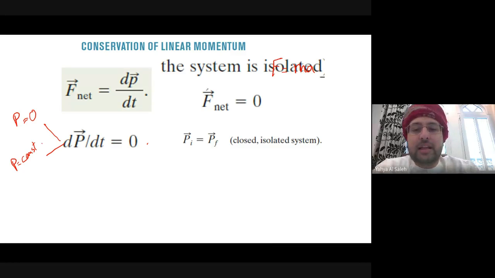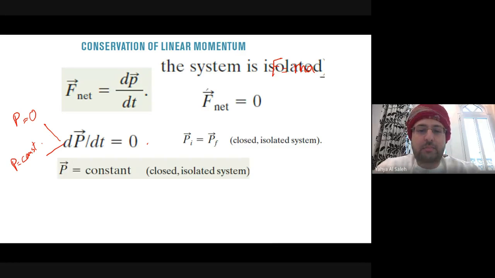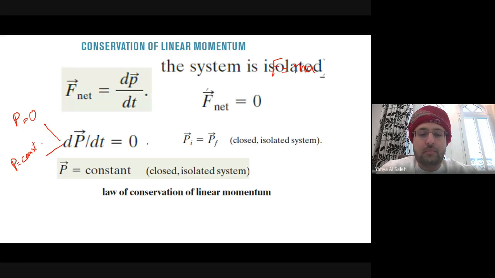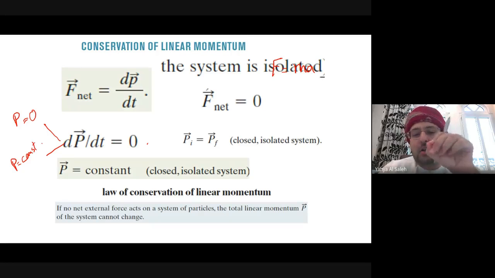Which tells us that in a closed, isolated system, where we don't have external forces, all the forces are internal within the system itself, our P is constant. And we call this the law of conservation of linear momentum. If no net external force acts on a system of particles, the total linear momentum P of the system cannot change.